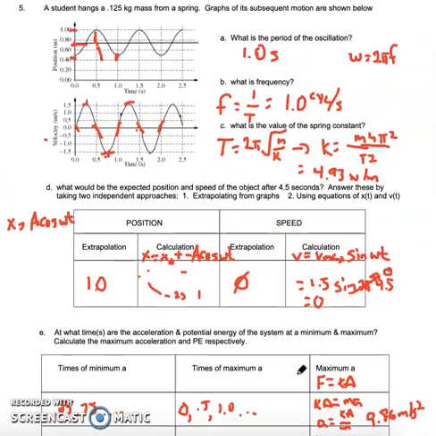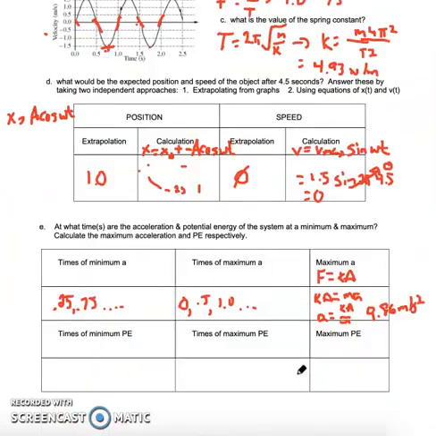All right, continue on. Potential energy. So potential energy is proportional to the distance. And minimum is when you're at position 0.